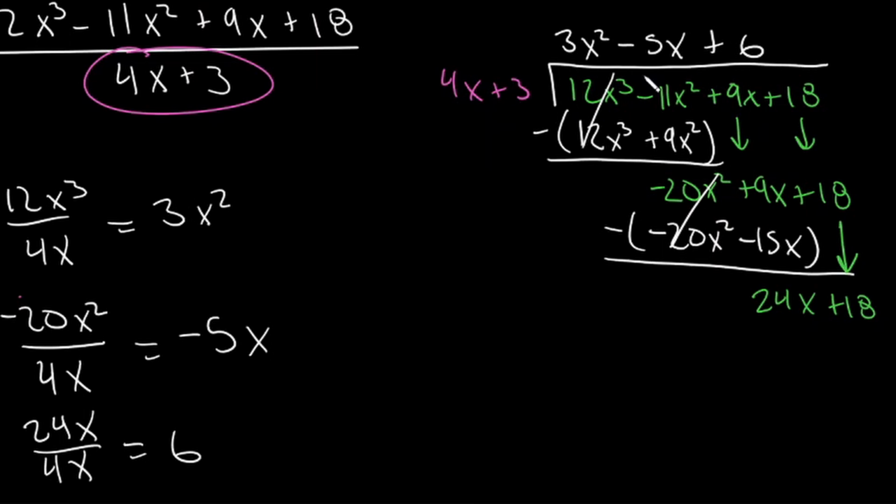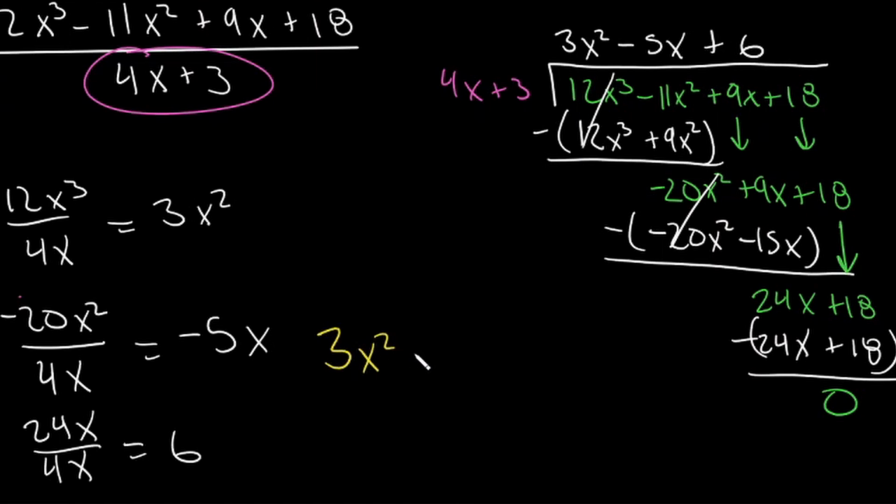And now 4x plus 3 times 6. 6 times 4x is 24x, and then 3 times 6 is 18. So if we subtract this, we will be left with 0. So we have no remainder, and our answer is 3x squared minus 5x plus 6.